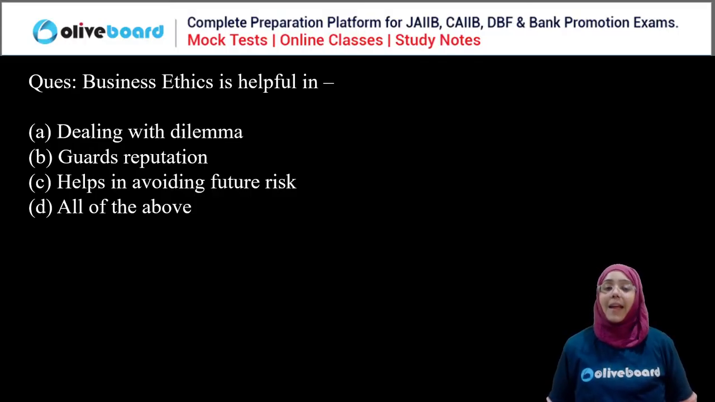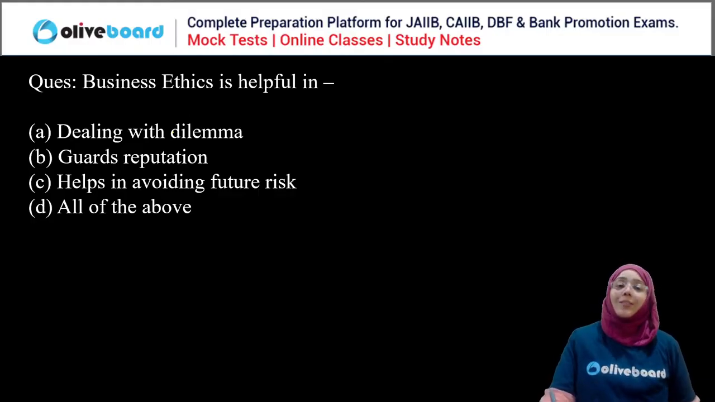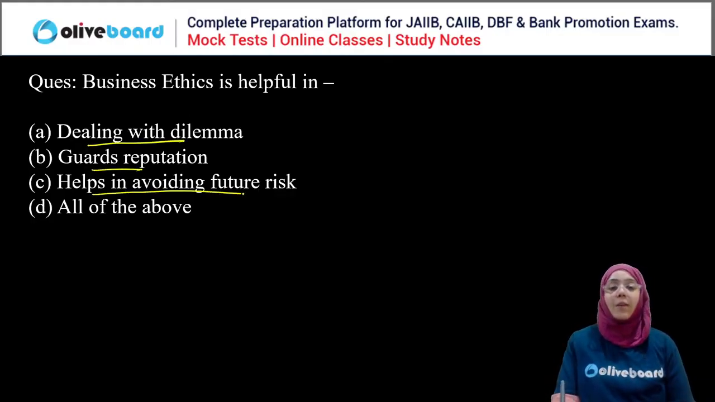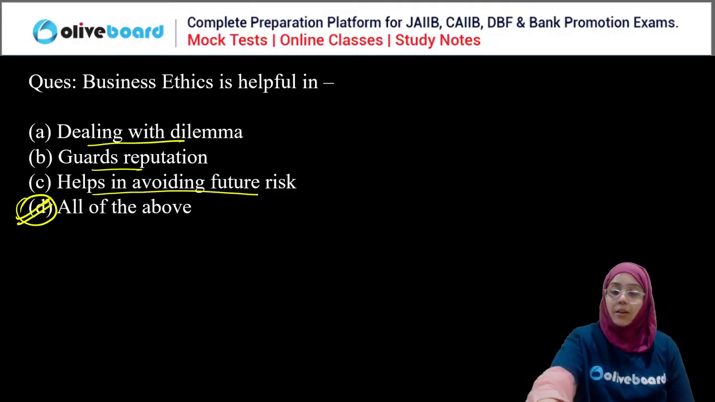Business ethics is helpful in which of the following? Dealing with the dilemmas, guarding reputation, help in avoiding future risk, or all of the above. So the correct answer is what? Right. Business ethics helps in dealing with dilemmas, guarding reputation, and avoiding future risk. So all of the above. D is the correct answer here.